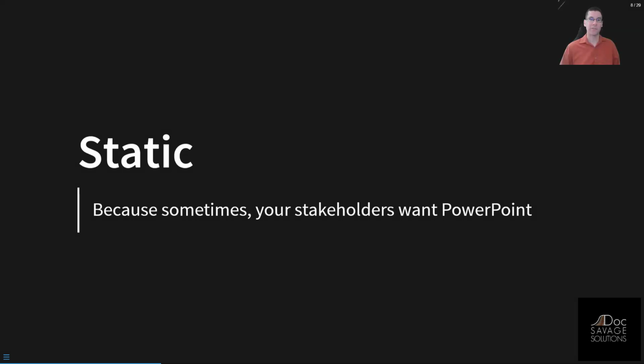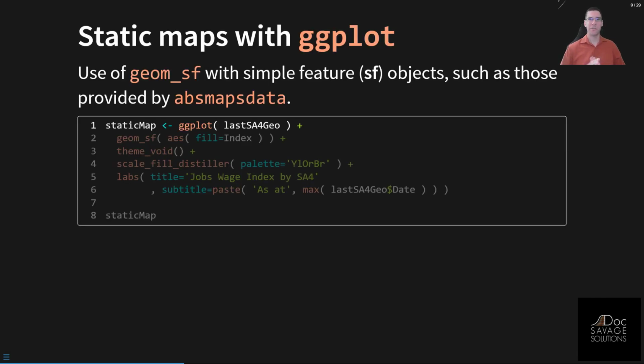So now I want to talk about static maps because sometimes your stakeholders want PowerPoint. So I'm going to be using ggplot, and there's a geom_sf function that uses simple feature objects, so I can utilize the geometry from my geographic data, which is provided by ABS Maps data. So the way I'm going to do that is I'm going to first initialize a plot. I've created this variable called static_map, and if you just call ggplot with your data, nothing happens. In order to use ggplot, you need to augment it with these geoms, such as geom_sf.